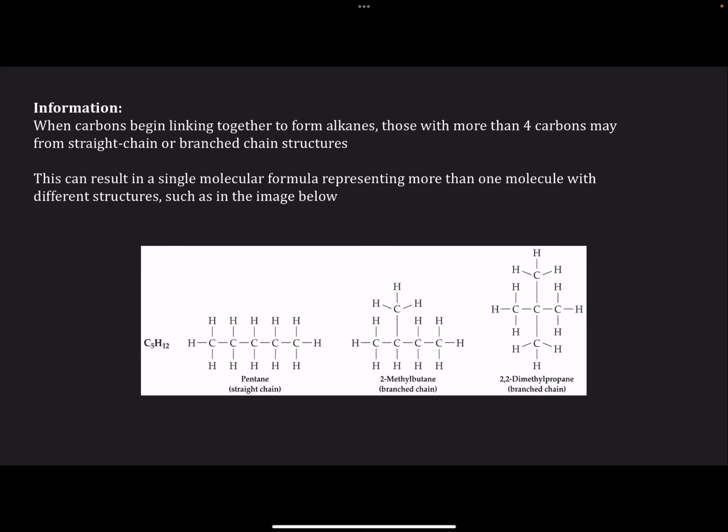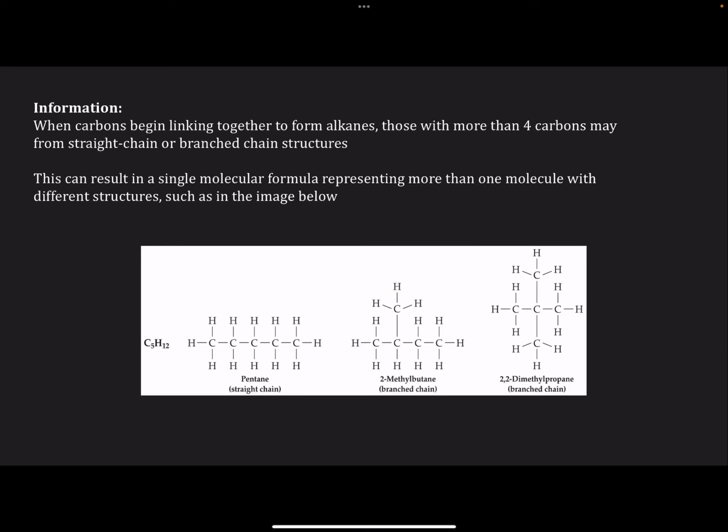So when carbons begin linking together to form our alkanes, anytime we have ones with more than 4 carbons, they can form either a straight chain or a branched chain structure. This can result in a single molecular formula representing more than one molecule with different structures. So we can see that here in this image. We've got C5H12. And we have a couple of possibilities. We could have all 5 carbons connected in a row with the 12 hydrogens filling up each carbon to form 4 bonds to give us our pentane or our straight chain structure.